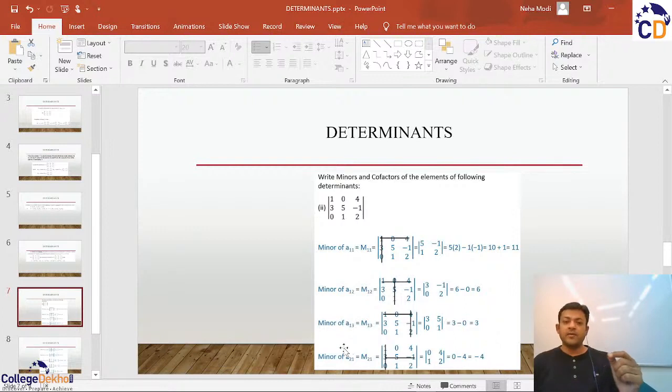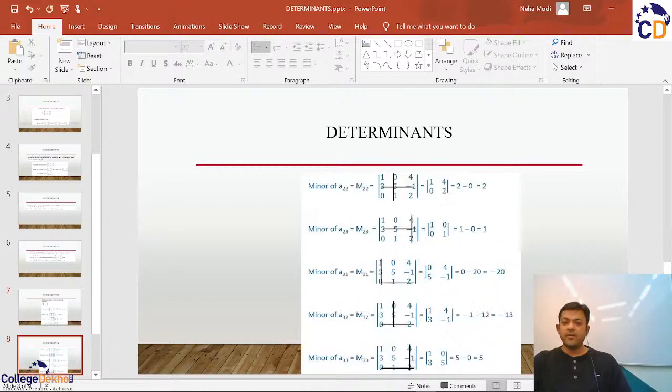When we want to calculate the minor of A21, meaning the second row, first column, on hiding the second row and the first column, we get 0, 4, 1, 2. So the value will be 0 minus 4, that is minus 4. In a similar way, we need to calculate each and every one of the minors.